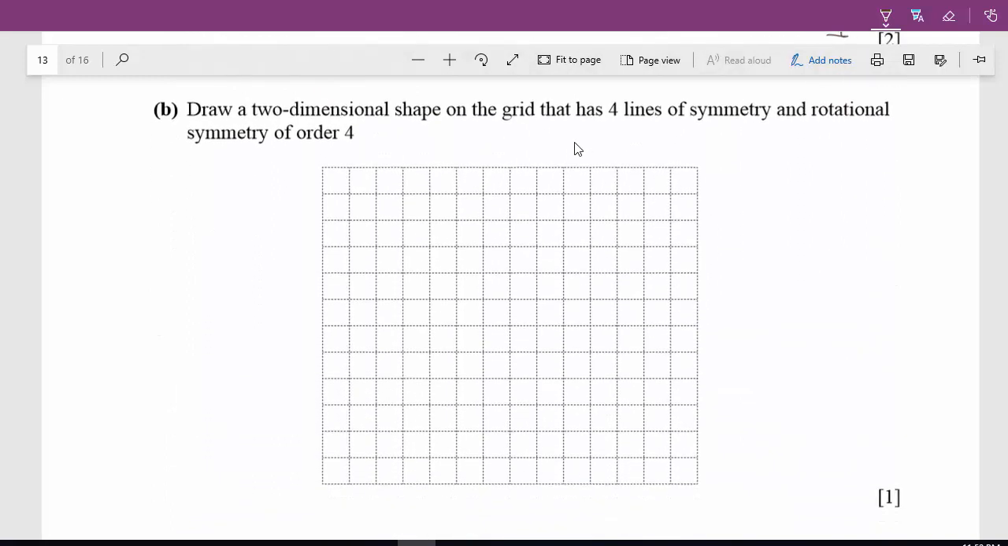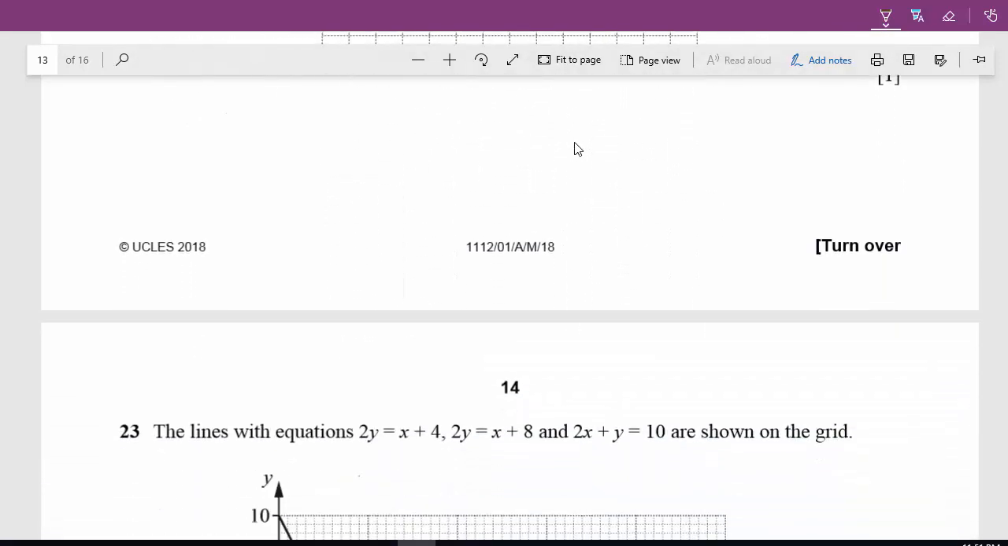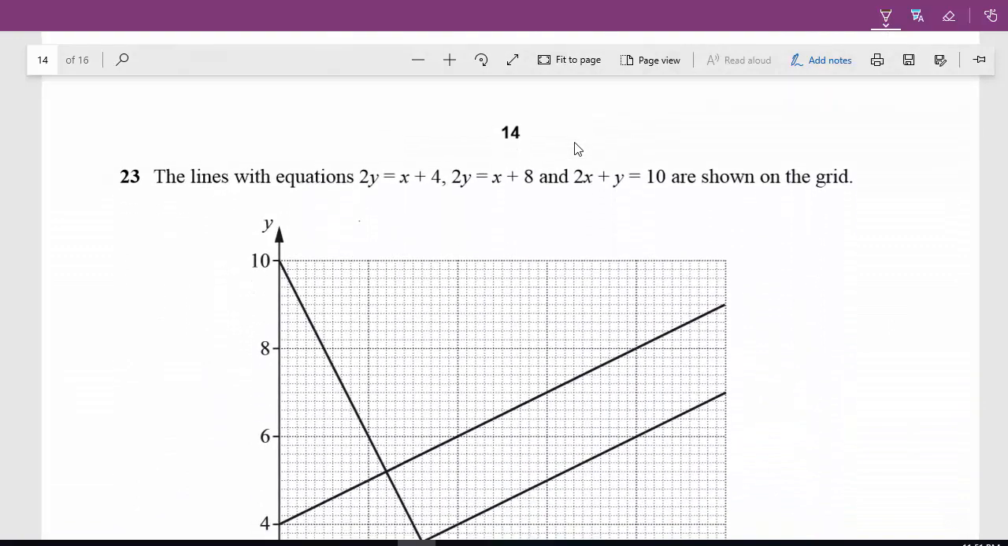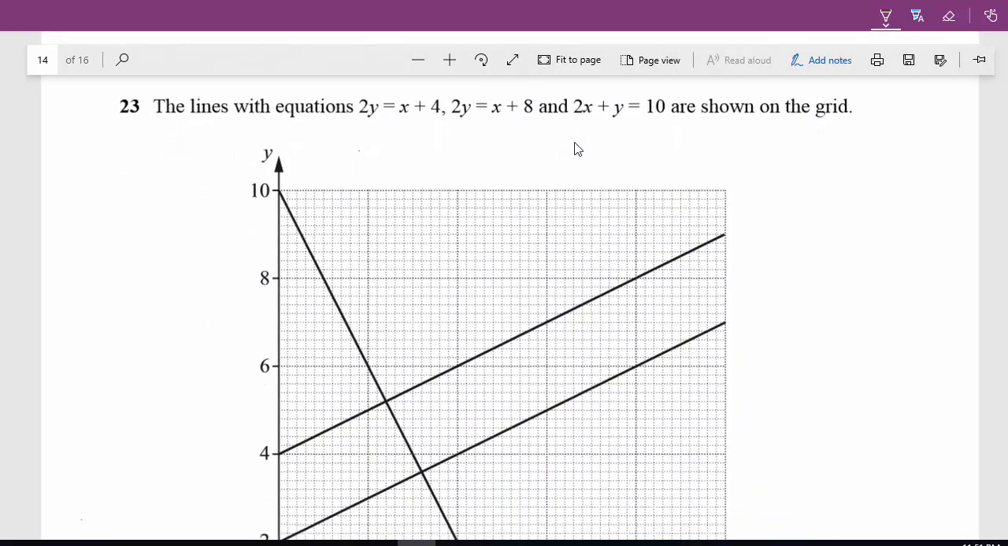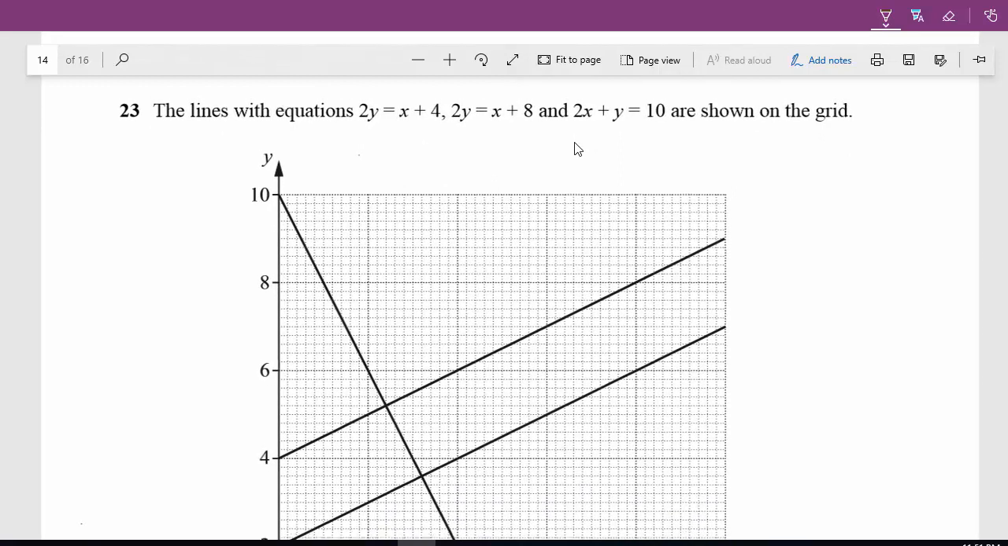Draw a 2-dimensional shape on the grid that has 4 lines of symmetry and rotational symmetry of order 4. So simply it's a square. Any square has 4 lines of symmetry and order 4 rotational symmetry. The lines with the equations are shown on the grid.